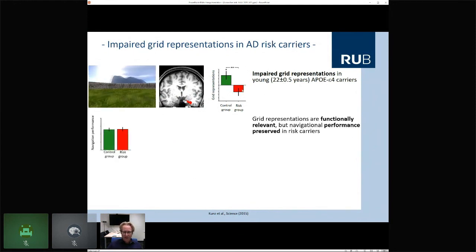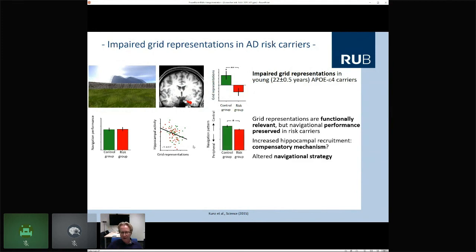Even though we found that the strength of the grid representation in a given individual was related to behavioral performance, overall, the risk group did not perform worse than the control group. How is this possible? So we argued that the participants with reduced grid representations possibly recruited compensatory mechanisms to make up for the impairment of their grid cell system. And indeed, we found that participants with reduced grid representations showed overall higher levels of hippocampal activity.